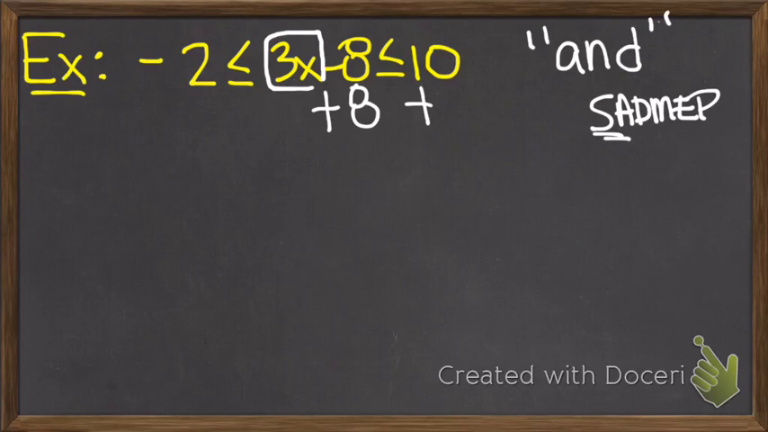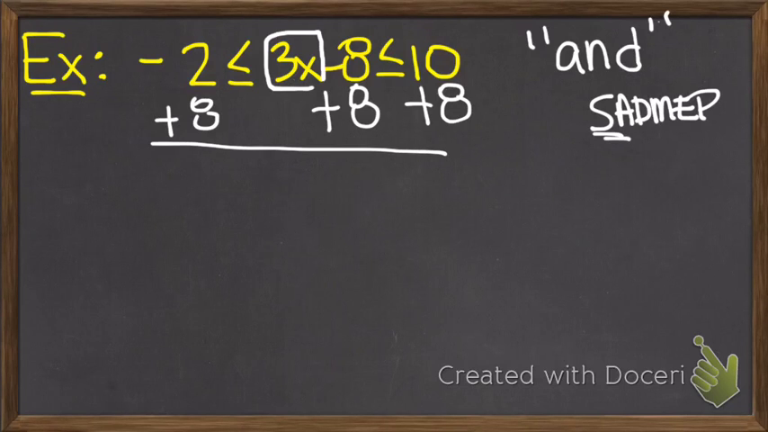Here's the twist when you do compounds. You're not going to add it twice, you're going to add it 3 times. You add it to the left of the inequalities, you add it between the inequalities in the middle, and you add it to the right. Do it to all 3 parts. So over here on the left, what is negative 2 plus 8? Positive 6. And 3x in the middle.